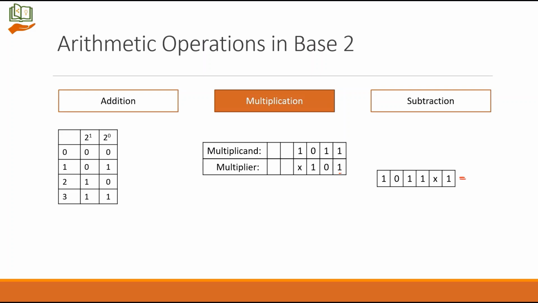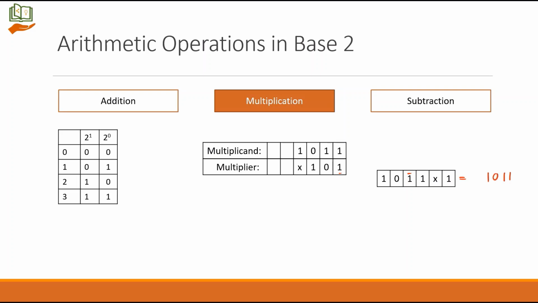What is 1 into 1? 1. There is no change in the process of addition or multiplication. You are going to do it in the same way. Only the representation is going to change. Now the second digit. What is 1 into 1 again? It is 1. What is 0 into 1? It is 0. What is 1 into 1? It is 1.